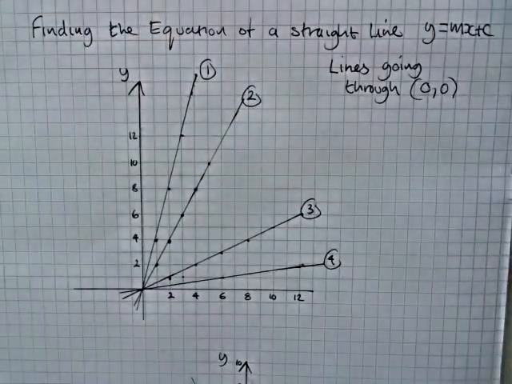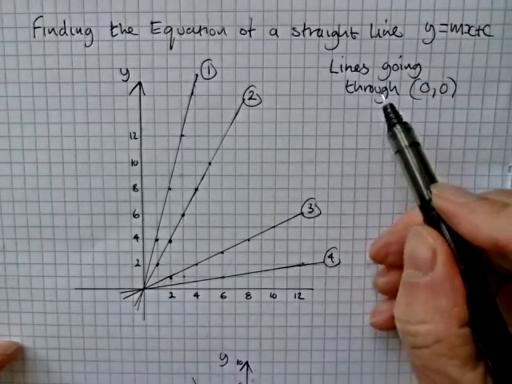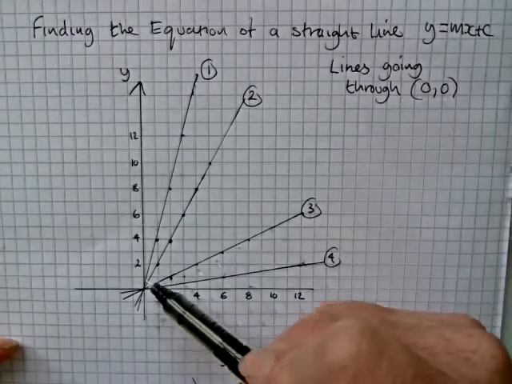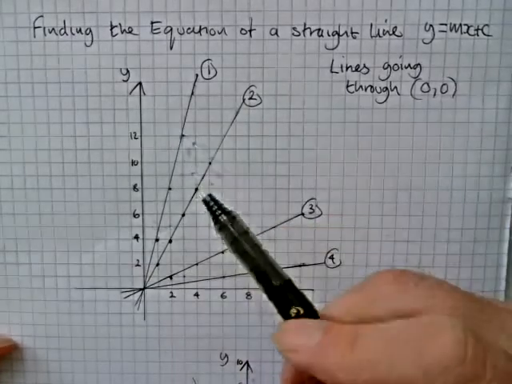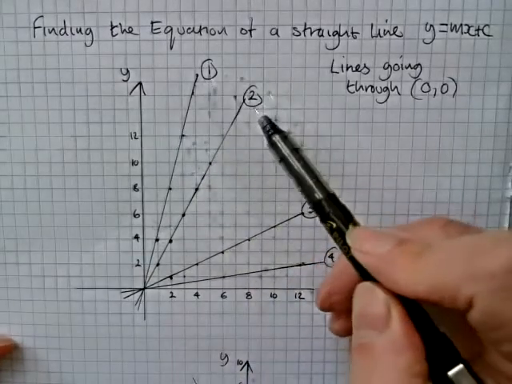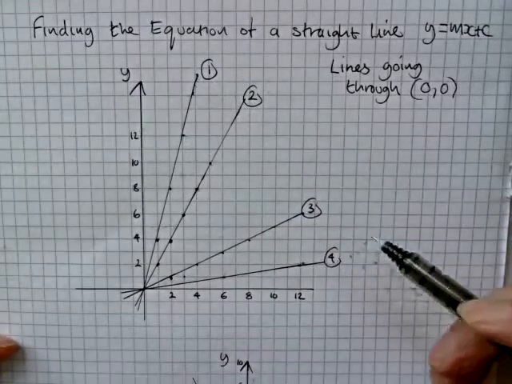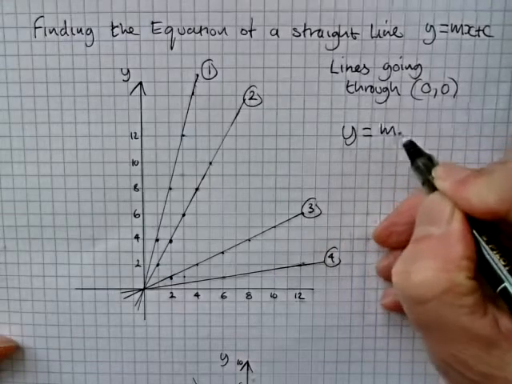So this video is going to show you how to find the equation of a straight line in the form y equals mx plus c. And in the first example, I'm going to show you the format for points that go through 0, 0. So the only thing that's different about these lines, given that they go through 0, 0, is their steepness. The steepest graph is line 1, the second graph is the next steepest, and the third and fourth, and so on. So this graph will be written like this.